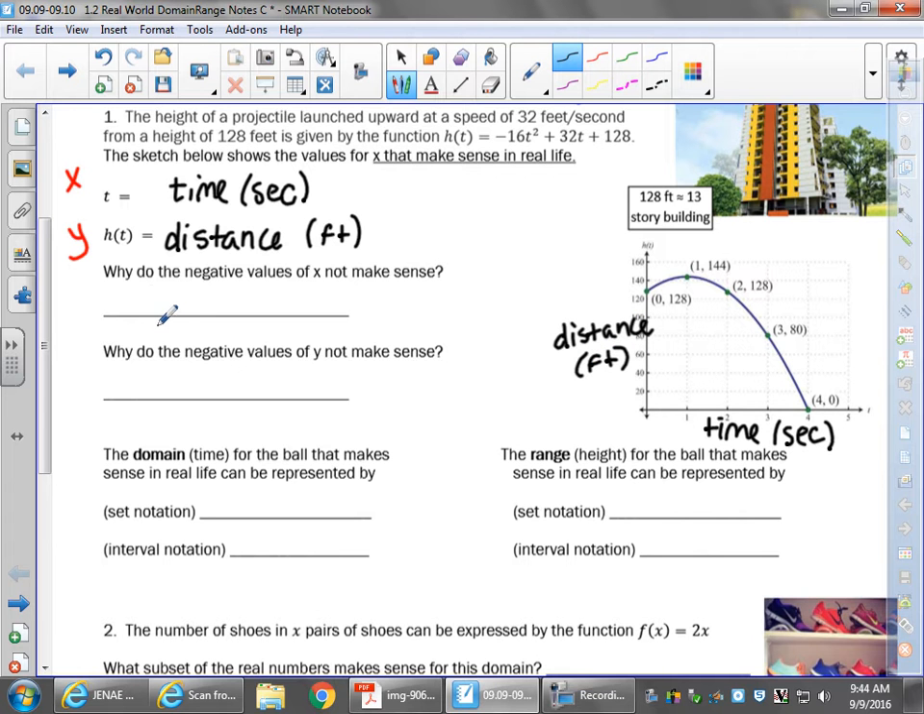Now, we have two follow-up questions here. It says, why do the negative values of x not make sense? Well, we've established that x is representing what in this real-world scenario? Time in seconds. So let's ask the question again. If x is time in seconds, why do negative values not make sense? Time can't go backwards, except in the movies. So we cannot have negative time. So the reason is we can't have negative time.